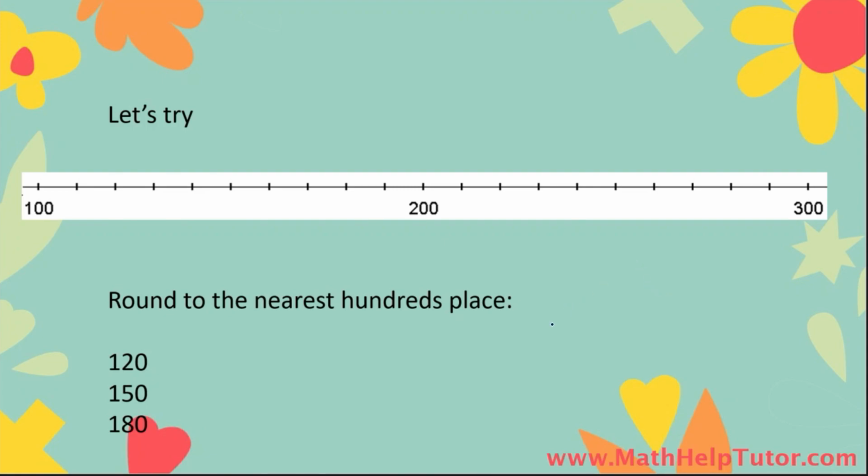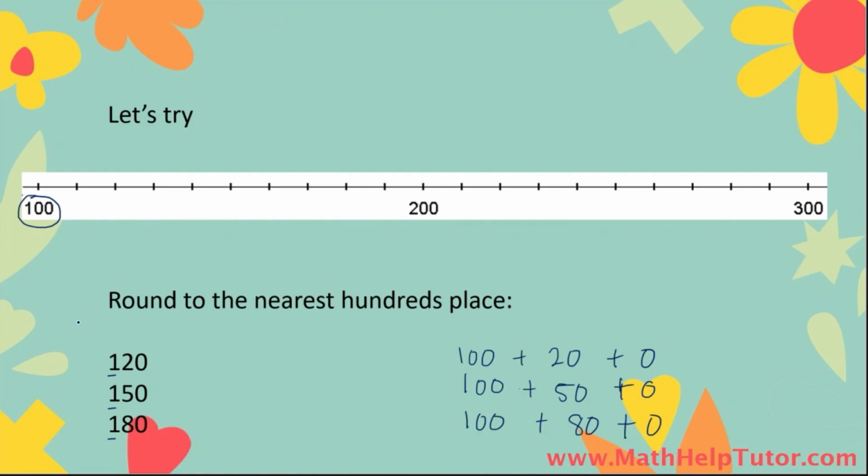So let's first determine the current hundreds place value of these numbers. So you see that these are ones, these are tens, this is our hundreds place. So if we write the expanded form of these numbers, you have 100 plus 20 plus 0. For 150, you have 100 plus 50 plus 0. And then for 180, you have 100 plus 80 plus 0. So here you can see that our current hundreds place for all these numbers is 100, which is this number in our number line.